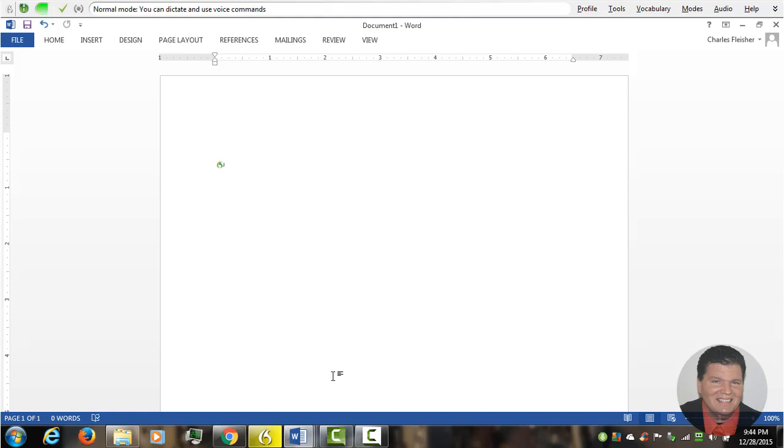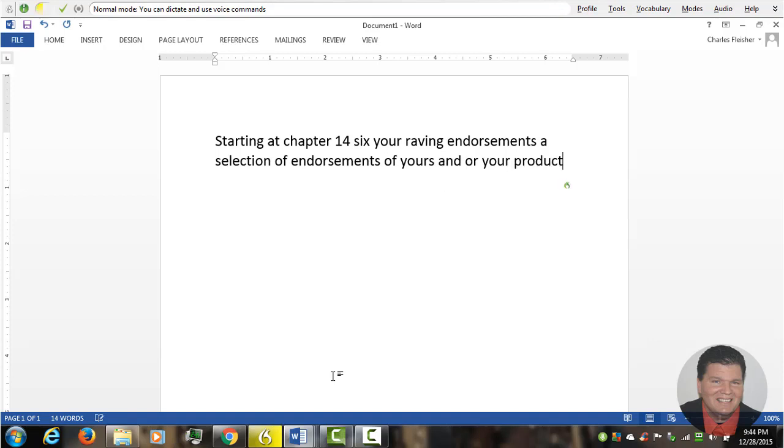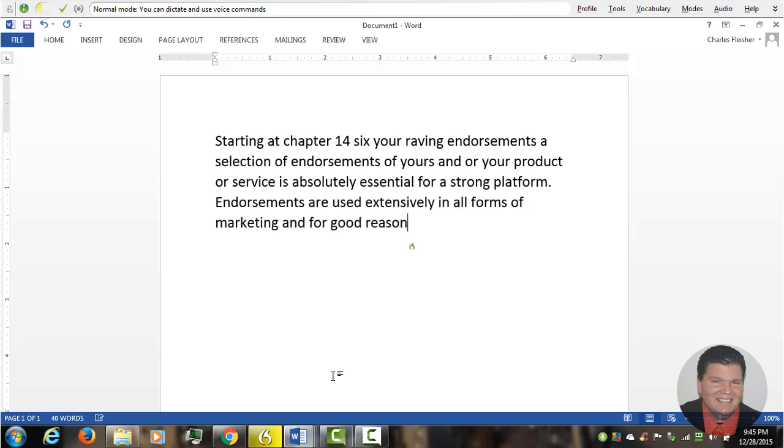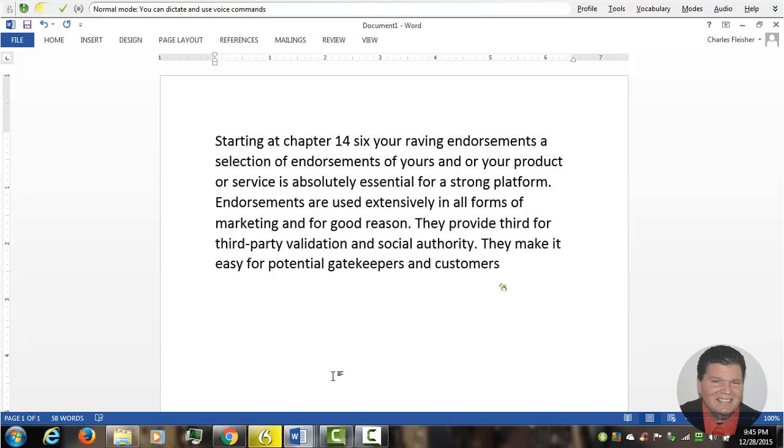We're starting at chapter 14, Secure Raving Endorsements. A selection of endorsements of yours and/or your product or service is absolutely essential for a strong platform. Period. Endorsements are used extensively in all forms of marketing, and for good reason. Period. They provide third-party validation and social authority. Period. They make it easy for potential gatekeepers and customers to say yes. Period.